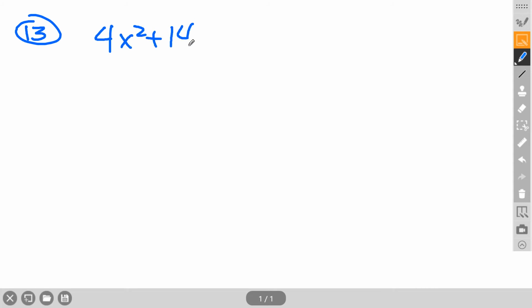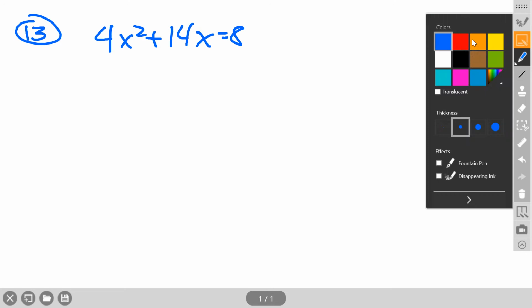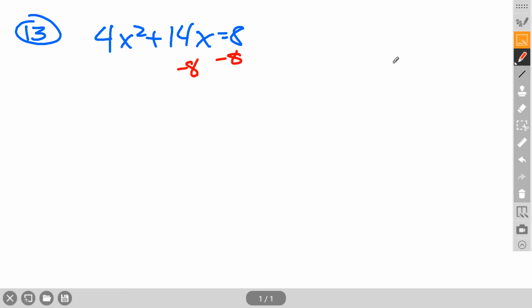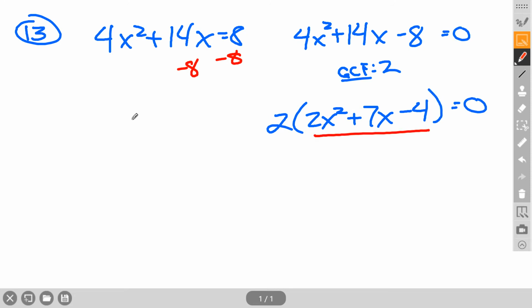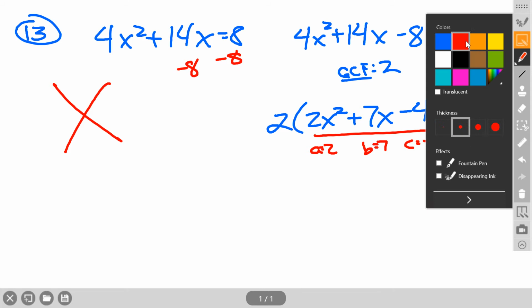Number 13, 4x squared plus 14x is equal to 8. Let's move the 8 to the other side. So 4x squared plus 14x minus 8 equals 0. Let's factor out the GCF. GCF is 2. So 2 comes out. We have 2x squared plus 7x minus 4. So now I need to factor this, which means setting up the x. Now since a is 2, I do have to do this the long way. I have to factor by grouping.